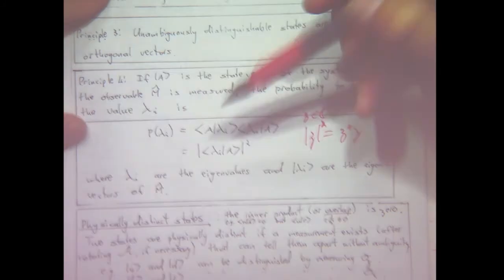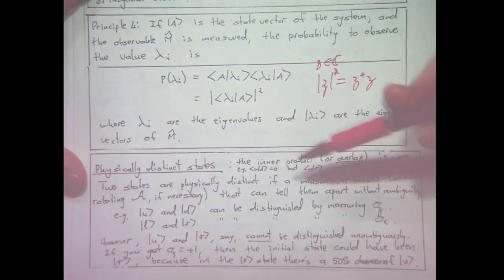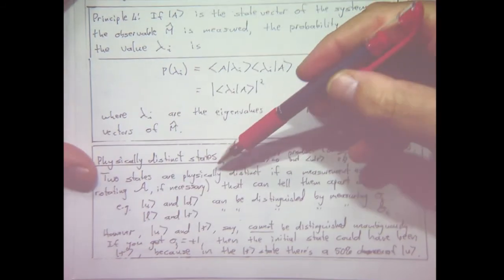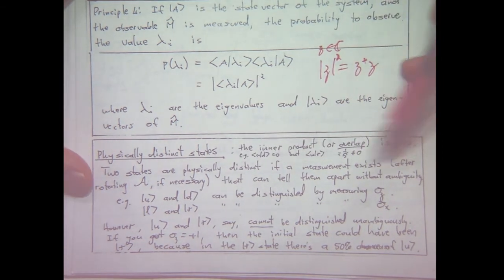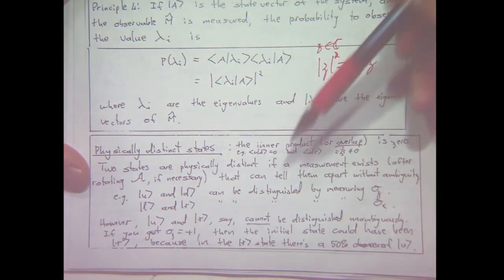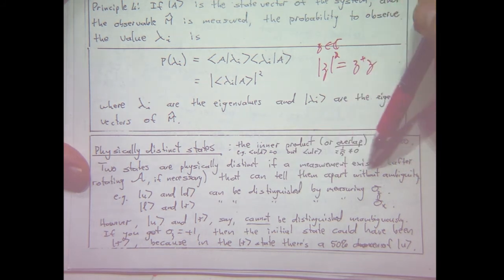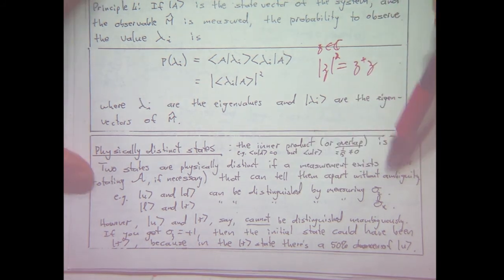Physically distinct states. Two states are physically distinct if a measurement exists, after rotating the apparatus as necessary, that can tell them apart without ambiguity.